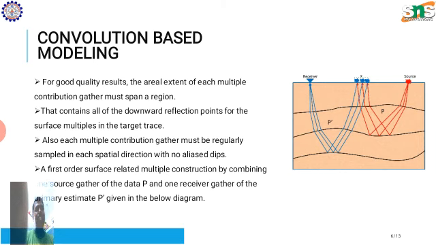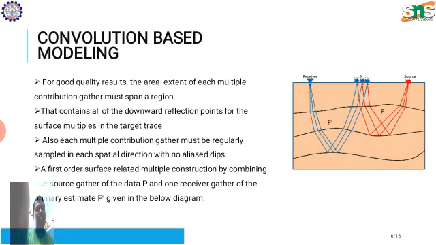For good quality results, the area extent of each multiple contribution gather must span a region that contains all of the downward reflection points for the surface multiples in the target trace. Also, each multiple contribution gather must be regularly sampled in each spatial direction with no aliasing.